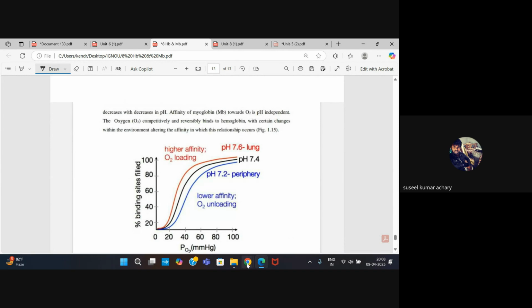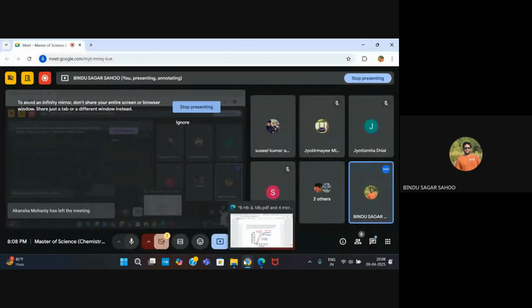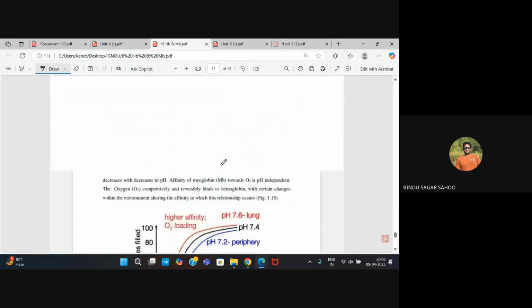Sir, how does the oxidation state depend upon the bond length? Oxidation state. Okay.